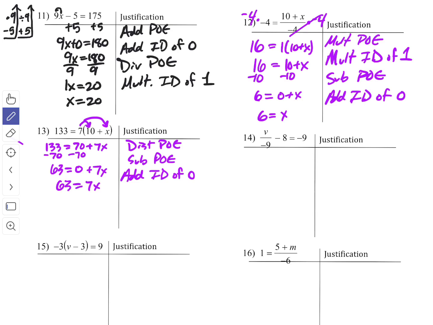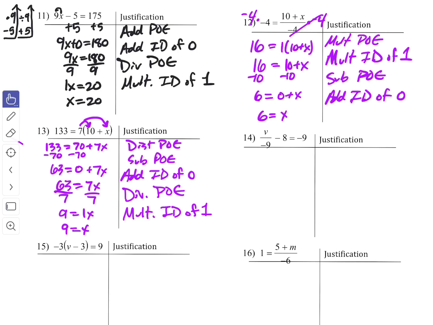So I'm going to divide by 7, giving me 9 equals 1x, which is 9 equals x. Okay, so we divide property of equality and the multiplicative identity of 1.